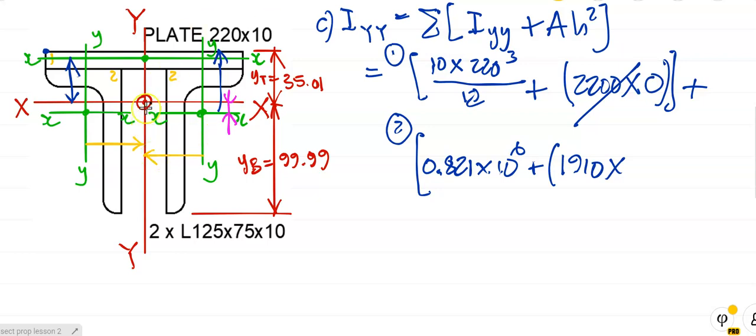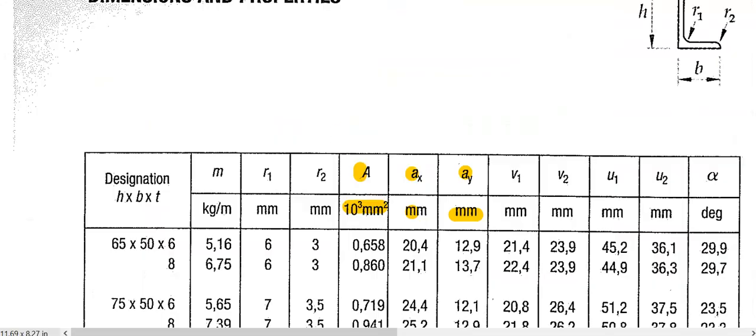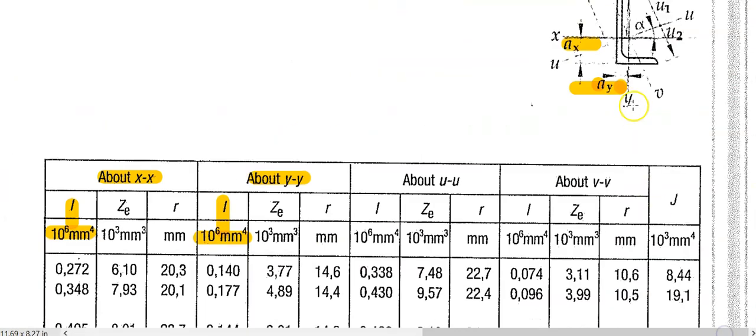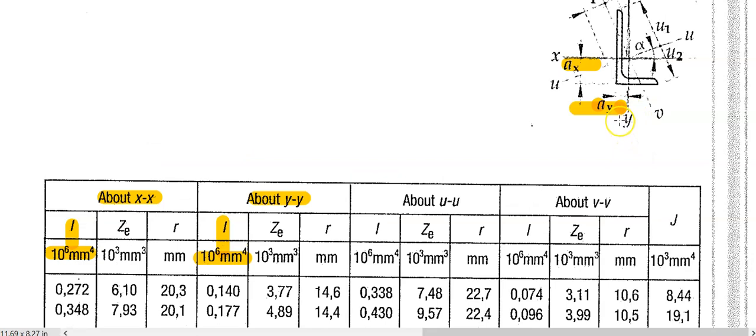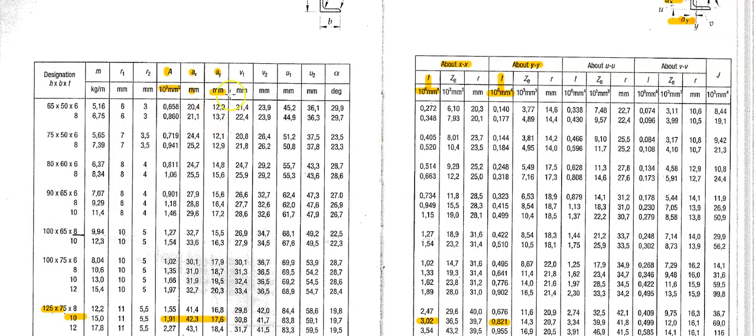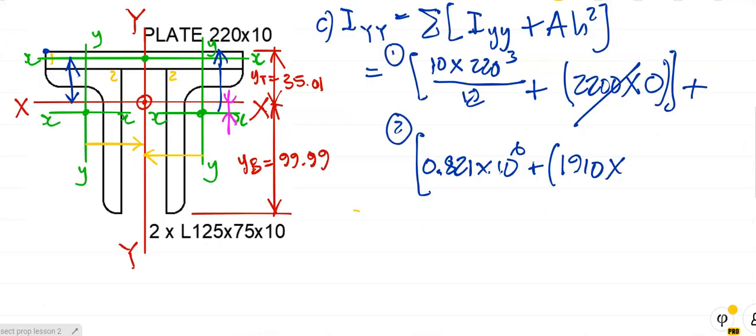Yes, we can. What we're going to do is go to the tables and work out the distance from there to there. Okay, did you see that? From there to there, from there to there. And if we go to the tables, that distance is called AY. We need the distance from the centroid to the heel of the angle horizontally, and it's called AY. And what's AY for our angle section? It is 17.6 millimeters.